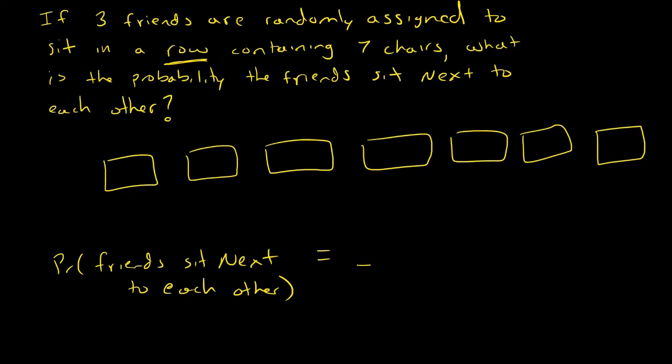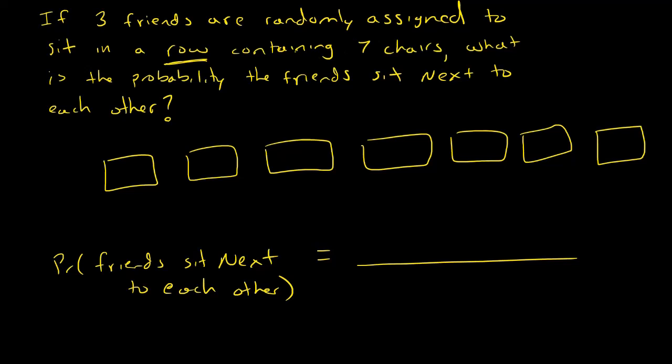So first, I think it's easier to think about the denominator, the total number of ways that the 3 friends can be assigned to sit in these 7 chairs. So we have 7 chairs. And basically, we need to figure out the number of ways that 3 people can be assigned to 7 chairs. This is basically selection without replacement. And the order that these people are sitting in these chairs doesn't really matter, right? We just care about whether or not they're going to sit next to each other eventually.